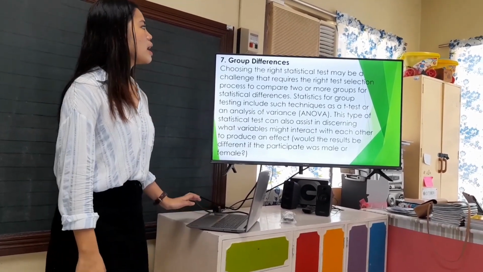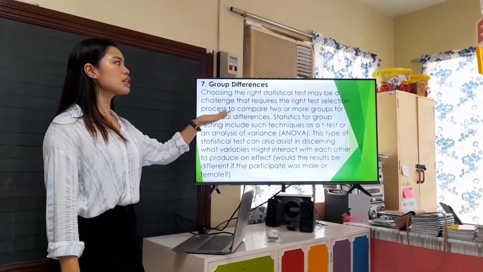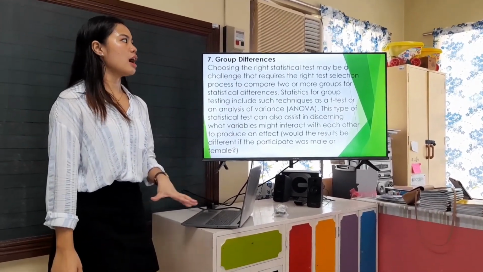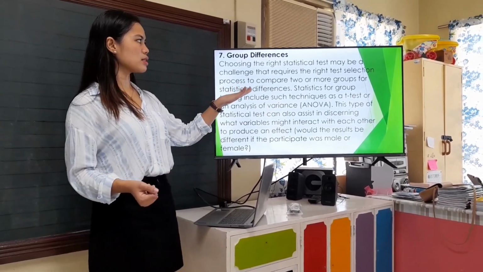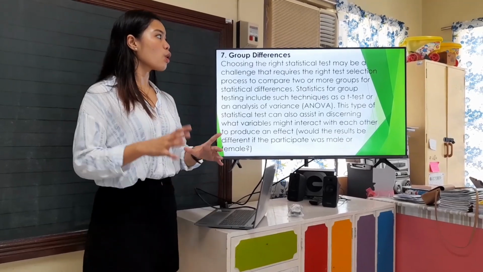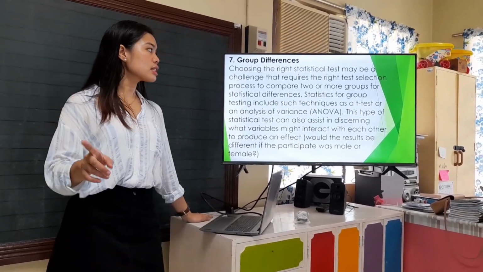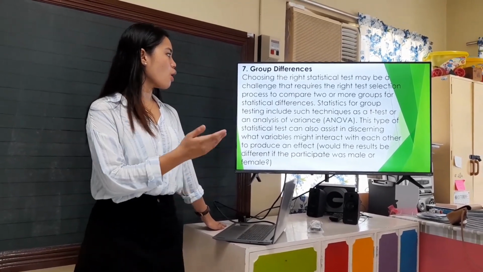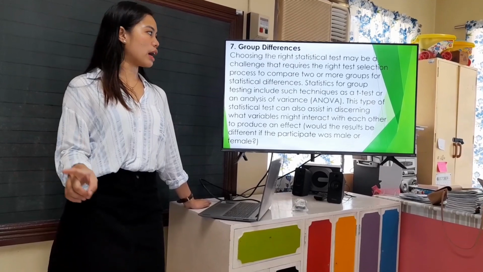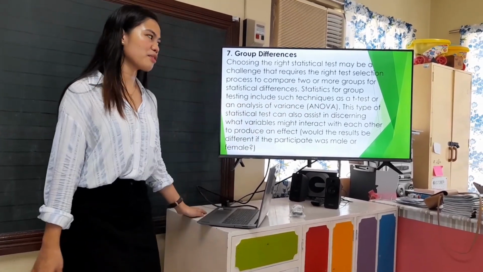Now number 7 is the group differences. In the group differences, it is choosing the right statistical test. Maybe a challenge that requires the right test selection process to compare 2 or more groups for statistical differences. Now, statistics for group testing includes such techniques as a t-test or an analysis of variance, the ANOVA. Since college, I'm really familiar with that word.